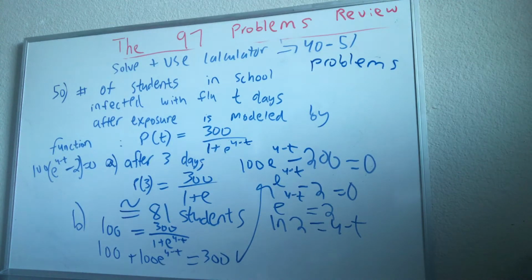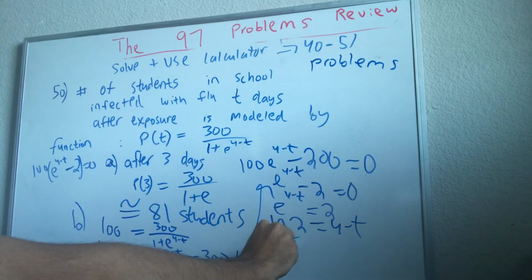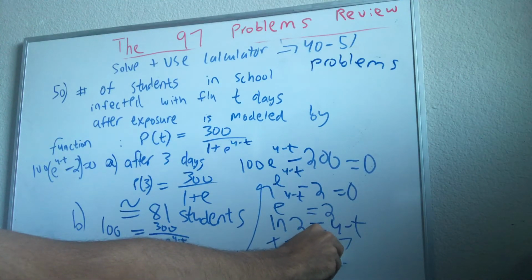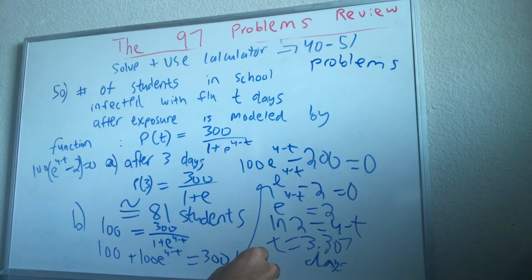You can put ln of 2 into your calculator, then subtract 4 from that and divide your result by negative 1 to determine the value of t. You should get something like 4 minus t is equal to 0.693, and therefore t here is equal to 3.307 days. Our question stated: when will 100 students be infected? So t is equal to about 3.3 days is when 100 students will be infected.